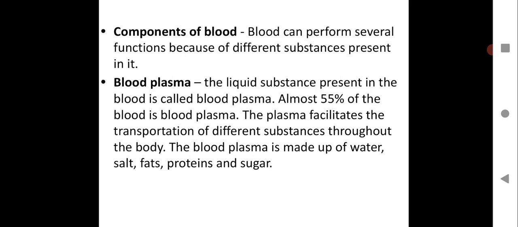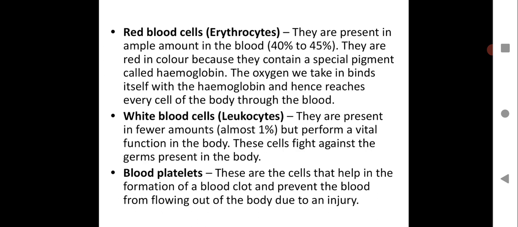We have seen the various important functions of blood in the previous session. In this session we are going to see the important components of blood. The first important component is blood plasma. Next, red blood cells, also called erythrocytes. RBC is red in color due to the presence of hemoglobin. They are present in ample amount in the blood, 40 to 45%. They are red because they contain a special pigment called hemoglobin, as I told you.